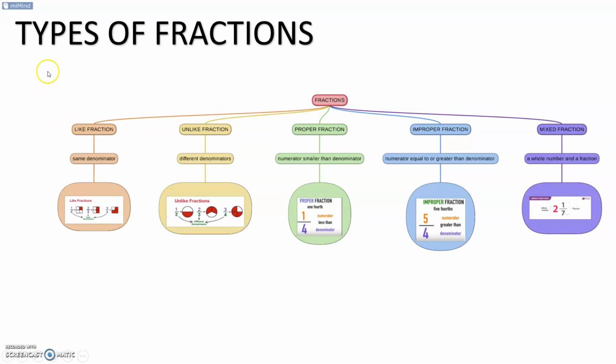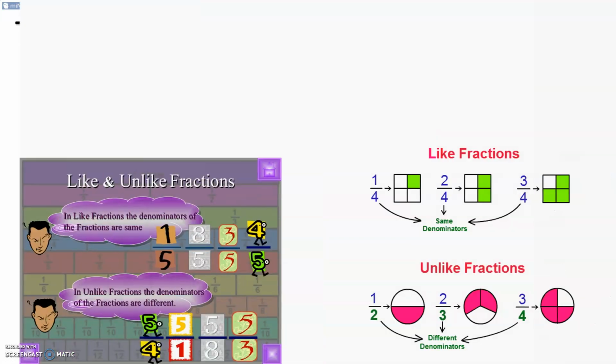Now, types of fractions. There are 5 types of fractions. It is divided into like fractions, unlike fractions, proper fractions, improper fractions, and mixed fractions. So like fractions means the same denominator. Unlike fractions means different denominators. Proper fractions mean the numerator is smaller than the denominator. Improper fractions means numerator equal to or greater than the denominator. Mixed fractions means a whole number and a fraction.